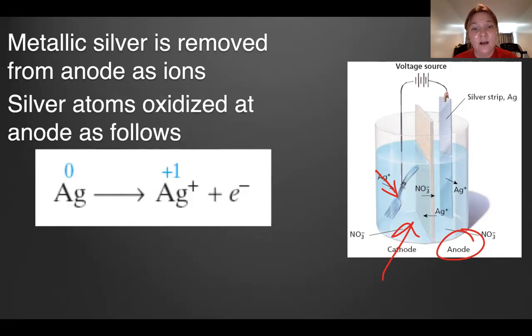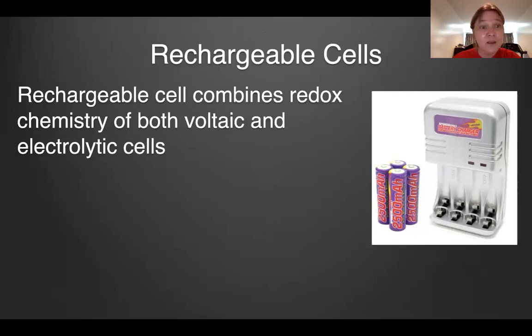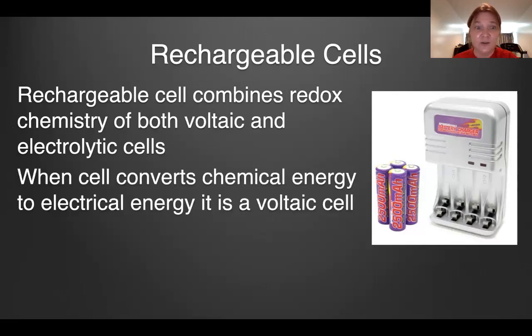So that is, we have electroplating as one practical application of electrolytic cells. The second application of electrolytic cells is in rechargeable cells. And this is going to be how we use both voltaic and electrolytic all at one time. So the rechargeable cell combines the redox chemistry of both of these types of electrochemical cells.